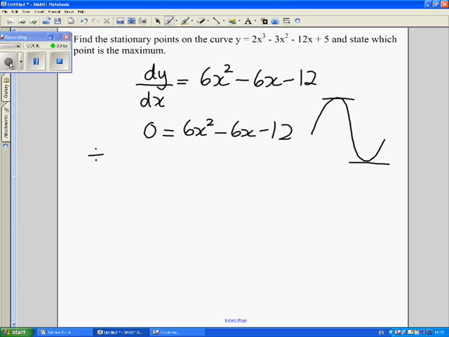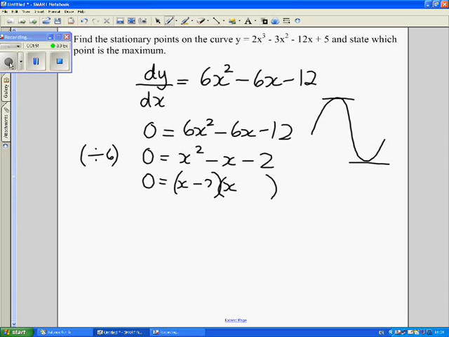First of all, we can divide through by 6 to simplify this, giving us x squared minus x minus 2. And now we can factorise into a double bracket. x squared is x times x. The factors of 2 have got to be 1 and 2, so we will need minus 2 plus 1 in order to produce a negative 1x. And so this means that either x minus 2 equals 0 or x plus 1 equals 0, giving solutions x equals 2 or minus 1.